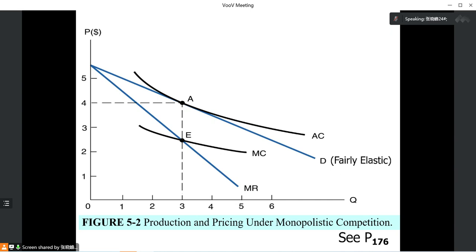Now we can see production and pricing under monopolistic competition. Here we should take the curves into account: there is the MR, and the D, the demand curve. This is the marginal revenue, the marginal cost and the average cost.